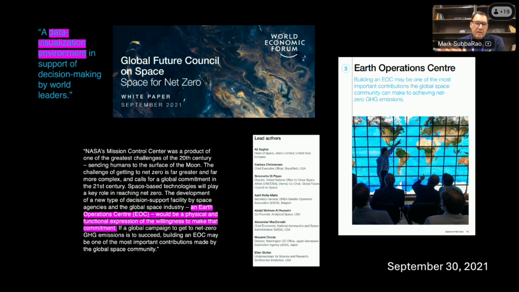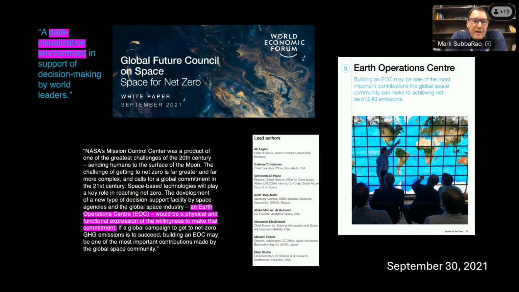And they talked about it, they centered data visualization in that. And for someone like me who works in data visualization, this is very exciting to see the importance they were placing on it. So you see the quote I have in the upper left. They described it as a data visualization environment in support of decision-making by world leaders. And they talked about the importance not just of it existing, but that it was a physical space, not just a virtual space, right? So they wrote here, an Earth Operations Center would be a physical and functional expression of the willingness to make that commitment.